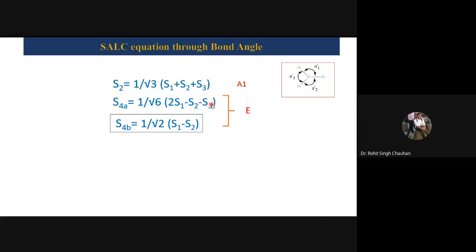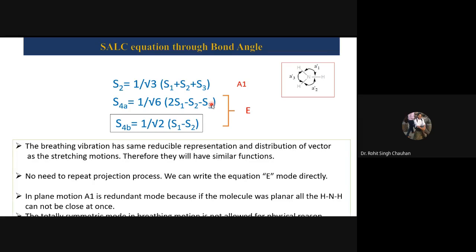Okay. So now see, I've written here the in plane motion. I will use the word breathing vibration. The breathing vibration has the same reducible representation and distribution of the vector as the stretching motion. Therefore, they will have similar functions, as I told you. Since you got the same information like A1 and E, of course they will have similar functions. So no need to repeat the projection process, but we can write the equation for the E mode directly.